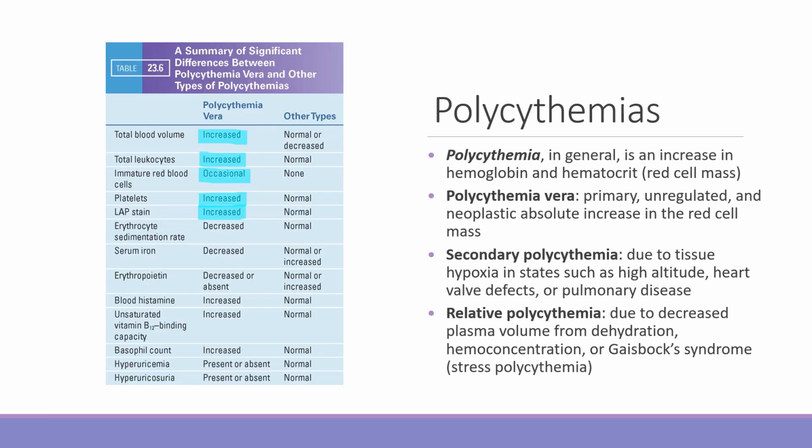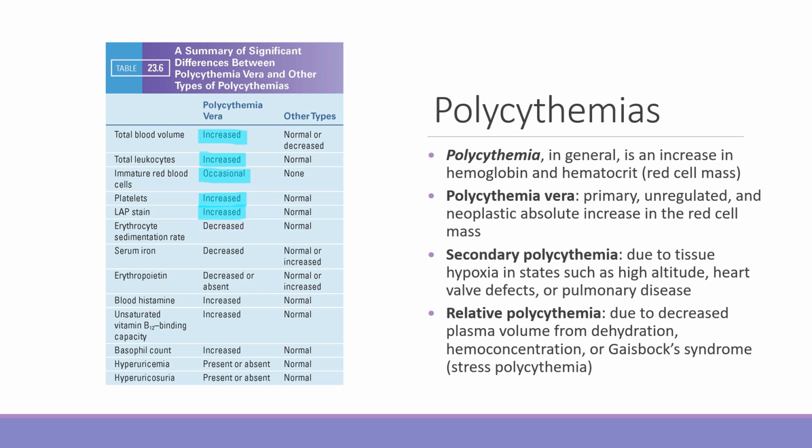Okay, so there are a couple of things that we need to talk about in terms of polycythemia. Polycythemia in general is an increase in hemoglobin and hematocrit or red blood cell mass. Now, polycythemia vera is that primary, unregulated, and neoplastic absolute increase in the red cell mass, and of course, also the other myeloid cells and platelets. But this is specifically associated with that JAK2 gene mutation.